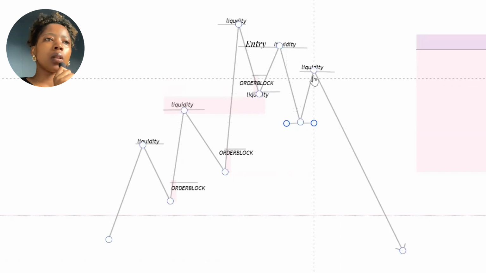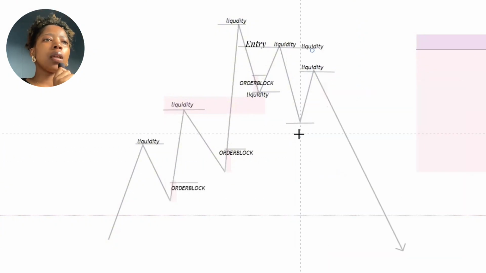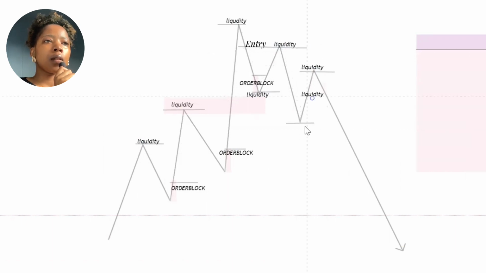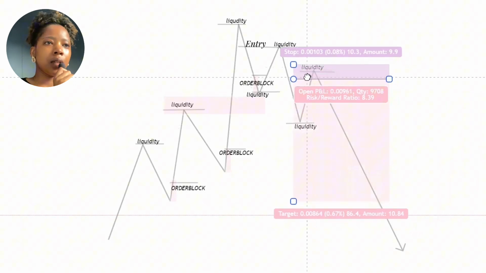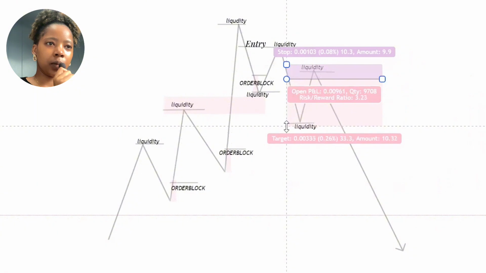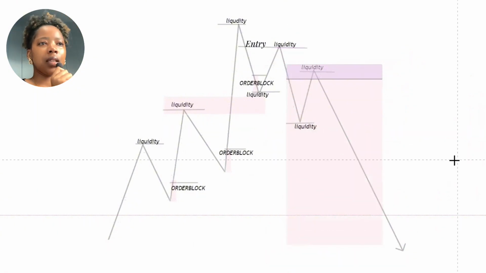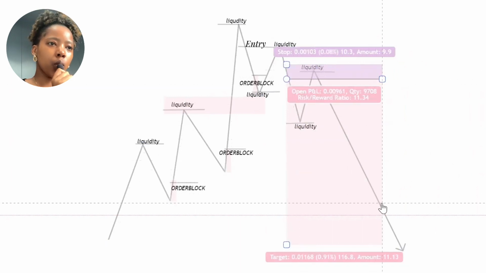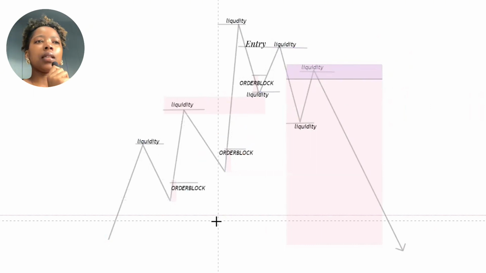Okay, so our high, we're coming back out to cancel liquidity again. So you can enter liquidity. So again, you can enter here to cancel this low. And that's it. And then we can push to the downside all the way, canceling this liquidity and that liquidity. And it's simple as that.